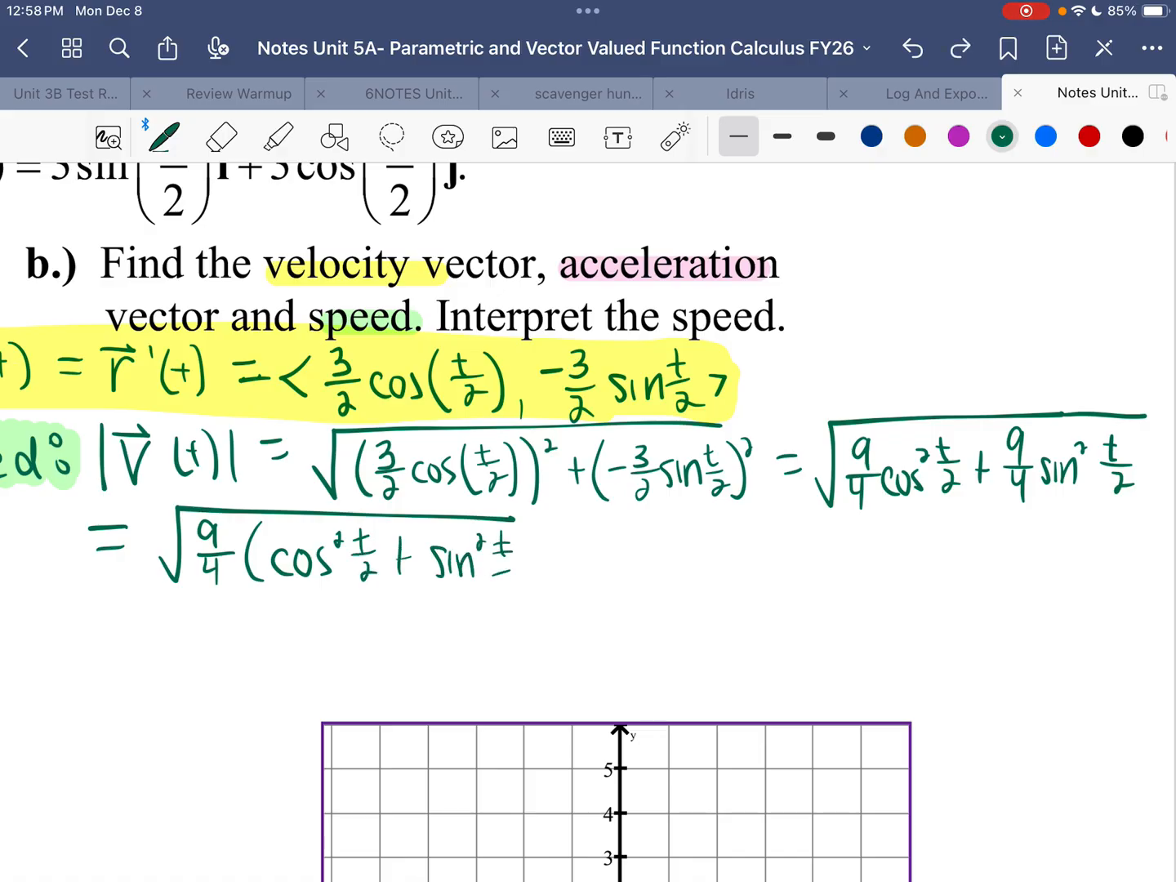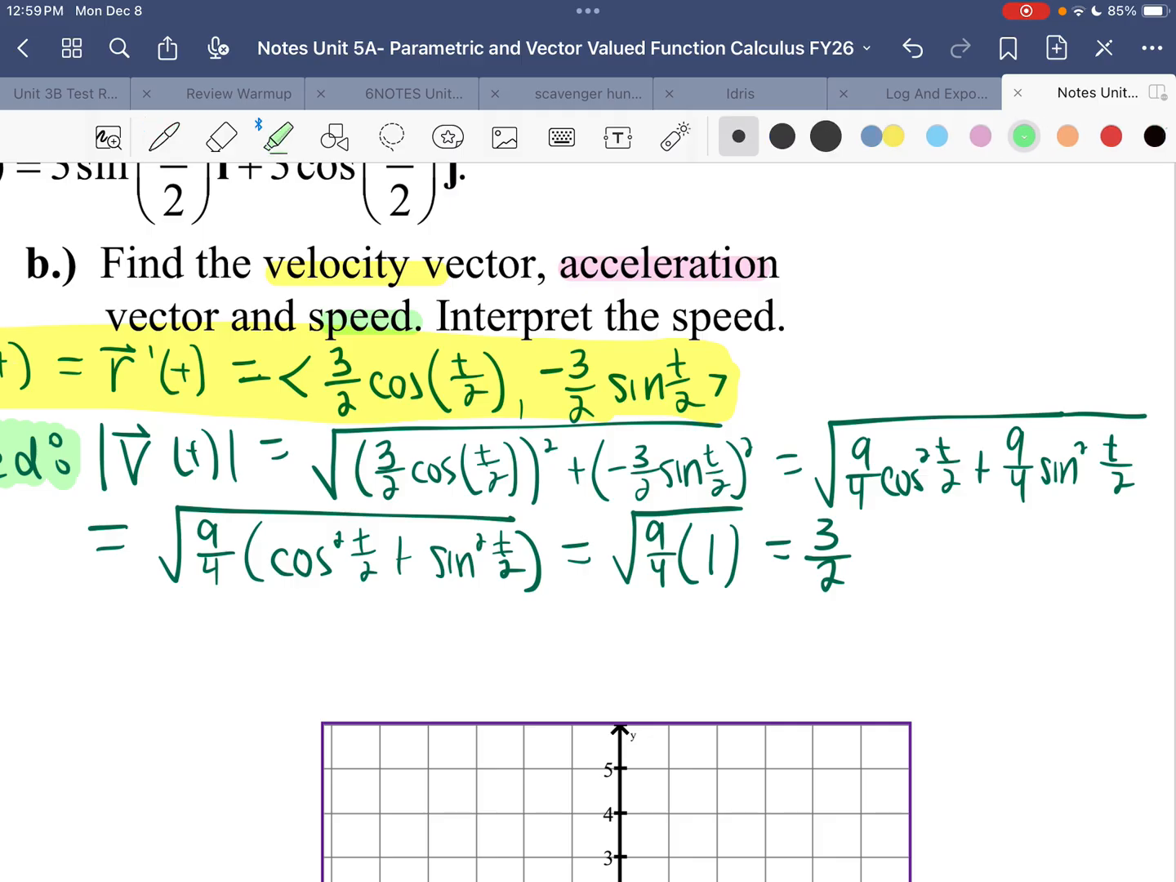Remember, with the Pythagorean identity, it doesn't matter what the argument of the sine and cosine is. It's just the fact that they're both squared. So now you have the square root of 9/4 times 1, because cosine squared plus sine squared is 1, which simplifies to 3 over 2. So speed is 3 over 2. And interpret the speed. I would interpret this as being that the speed is constant.